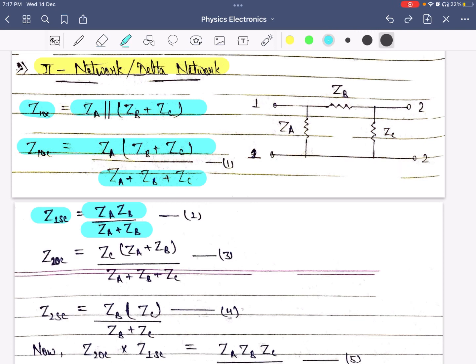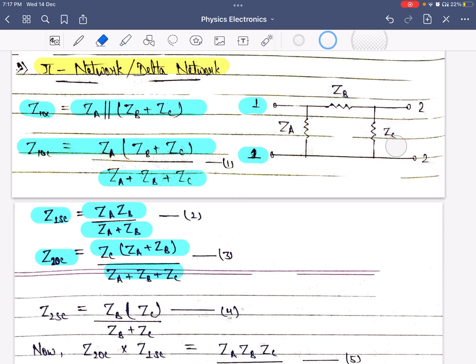For the impedance Z2OC, the input terminals 1-1 are open, in which case there will be current flowing through the impedance ZA, ZC and ZB. Then we will get this equation. In this, ZA and ZB are in series, which are in parallel with ZC.